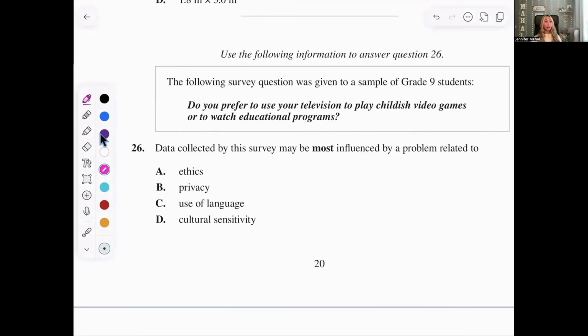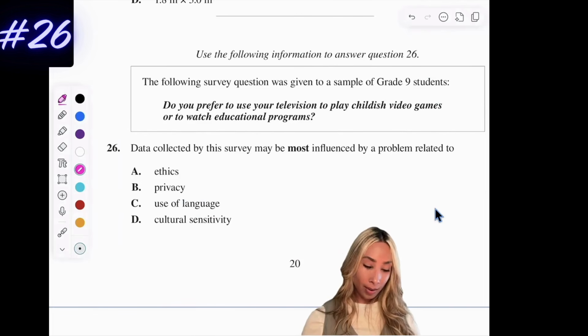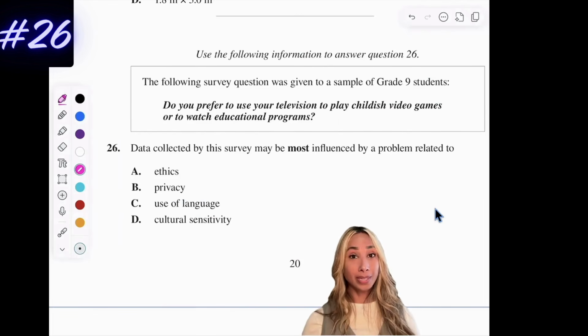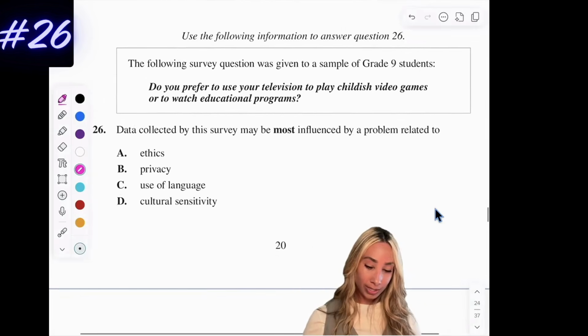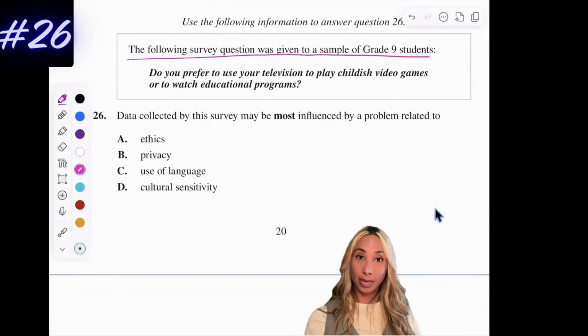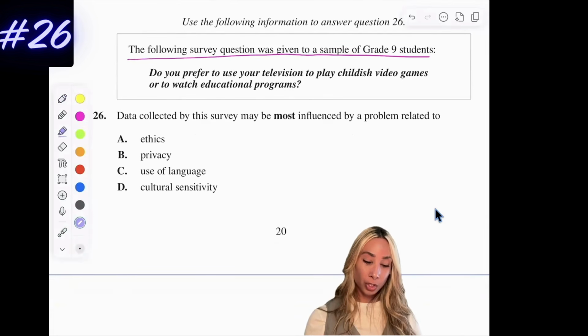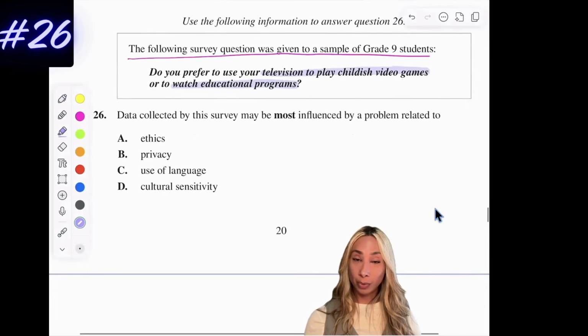Okay, so we have number 26 here. It's a survey question. So it's basically trying to say, do you recognize how a survey is worded, and is that the best way to word it? So the question says, the following survey question was given to a sample of grade 9 students. Do you prefer to use your television to play childish video games or to watch educational programs?